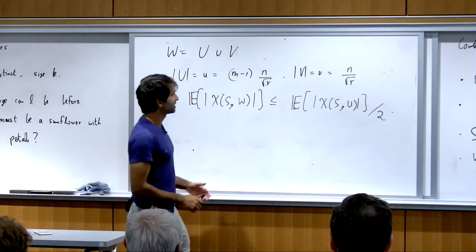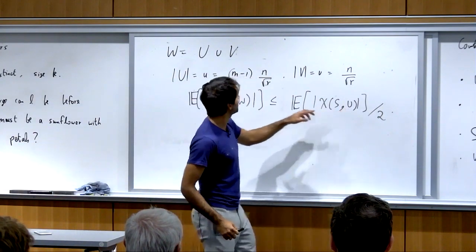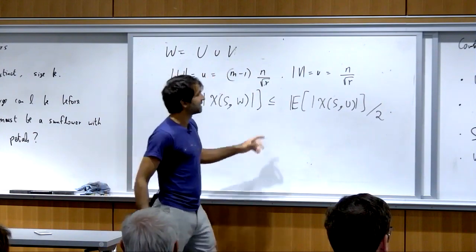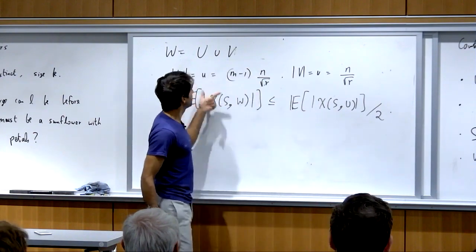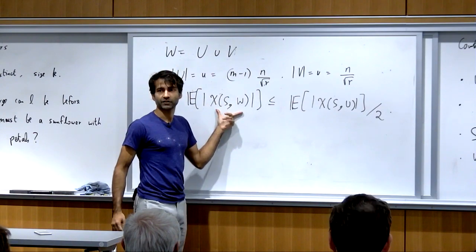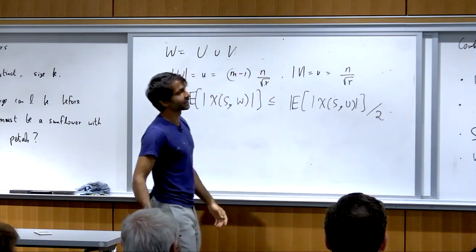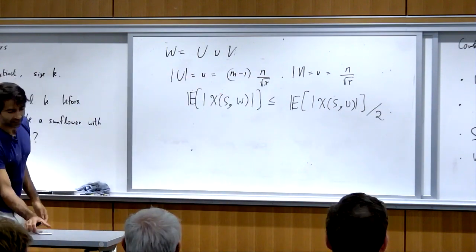Because by induction, U is a uniformly random set of size... It's the case where m is equal to m minus 1. And now we want to say that when you add this v, the expected size drops by a factor of 2. So this proves the statement of the lemma.